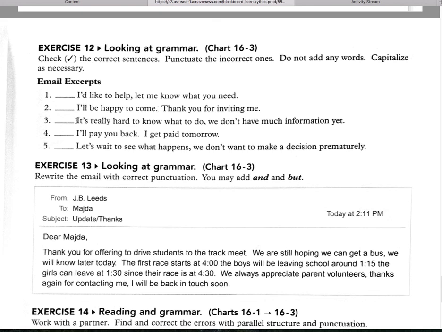Number 3, it's really hard to know what to do. We don't have much information yet. Okay? Here you have two independent clauses. One is it's really hard to know what to do. The other is we don't have much information yet. There is no conjunction. So here we would put a period after do, capitalize the W. So you would say, it's really hard to know what to do, period, capital W. We don't have much information yet.